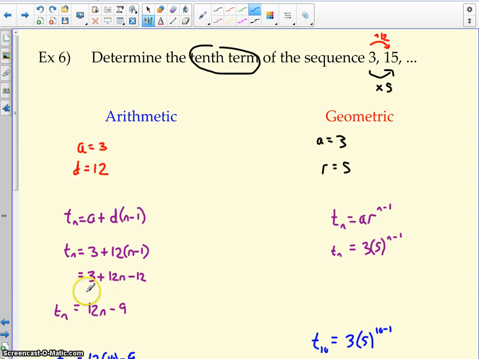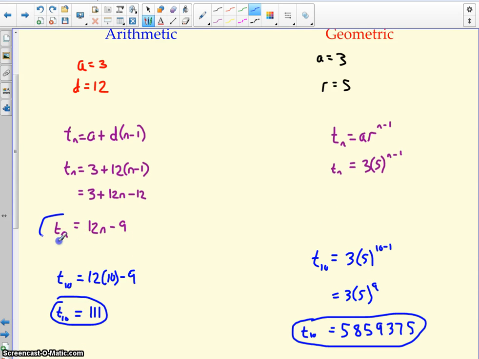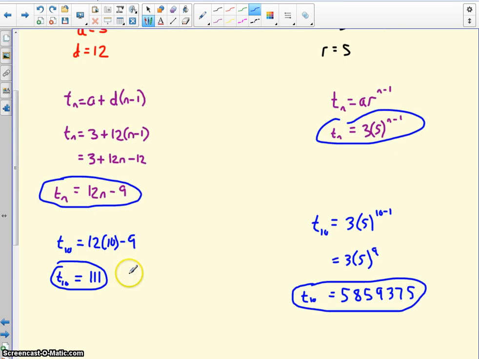Okay, so there are your answers. Hopefully you found the arithmetic and geometric general terms for each case. When you get general terms, the arithmetic one's there, the geometric one's there. You sub 10 in for n, and then just solve for your 10th term.